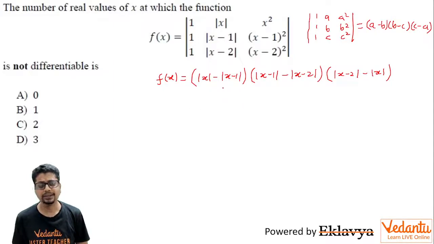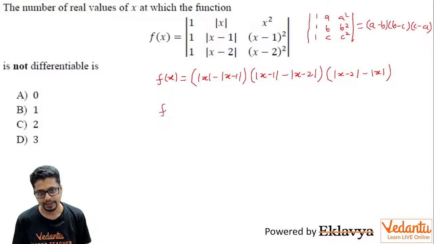Mod doesn't create any discontinuity as such. So f of x is continuous everywhere, because discontinuity doesn't occur because of mod as such. So my suspicious points will be x equal to 0, x equal to 1 and x equal to 2, because there f of x can possibly be non-differentiable. So first I'll try to write f of x a bit elaborately.